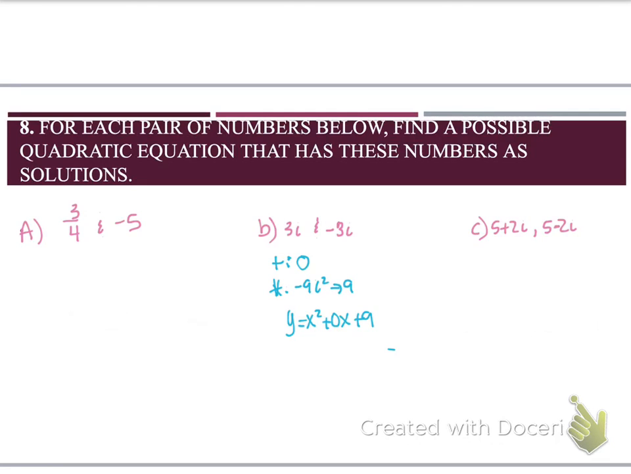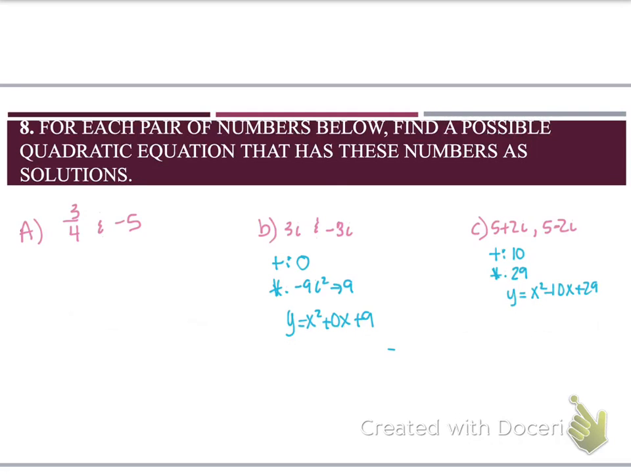Remember, it only works if you have conjugates. So my add, my multiply: if I add these, I get 10. If I multiply them, I get 29. So I got y equals x squared minus 10x plus 29. These next ones are different because they're not conjugates of each other.